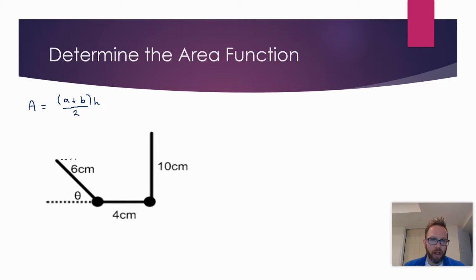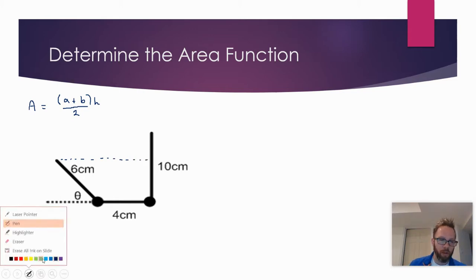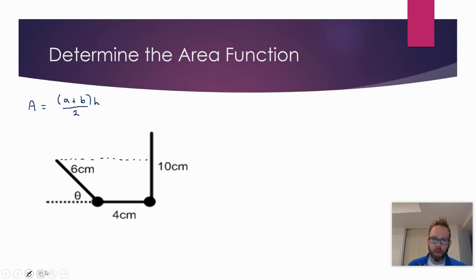So we need expressions for that stuff here. So I'm just going to switch colors. So let's derive an area formula. So the 4 centimeter side, let's say that's my A in my formula. Now I need expressions for B and H. So those aren't too hard to find.